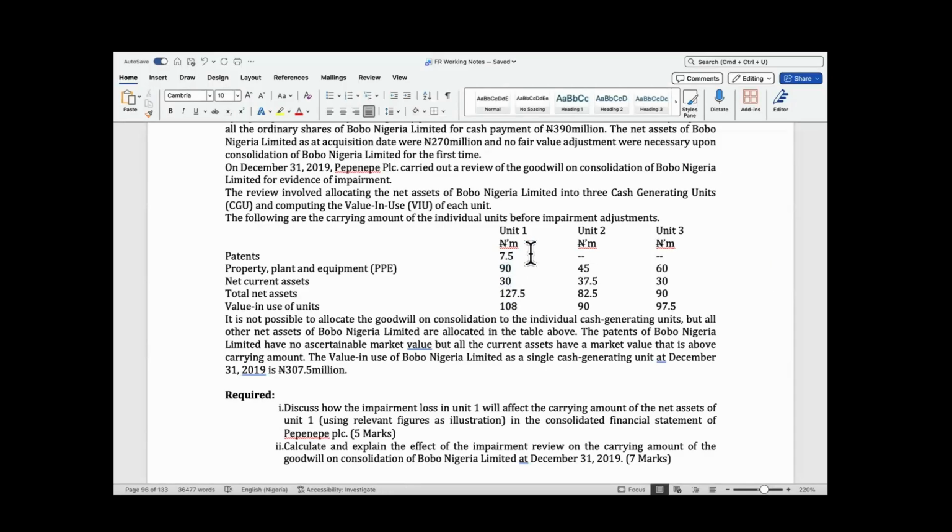Part of what you discuss is to explain that we're told this patent has no ascertainable market value, so you need to impair it fully. Whatever is remaining will be allocated to other assets on a pro rata basis. But this 30 is already above market value, so you are not going to impair it at all. Then whatever impairment balance remains would be strictly given to PP. You need to explain all of that.